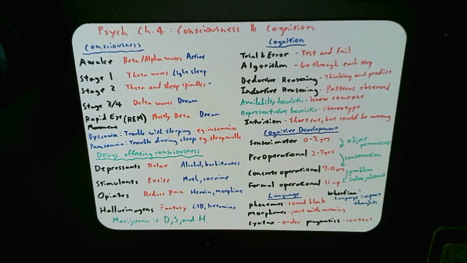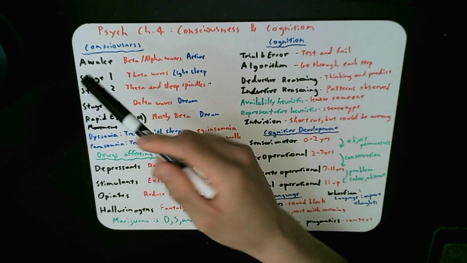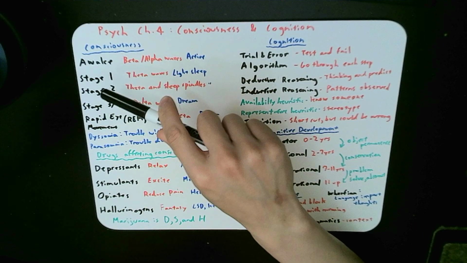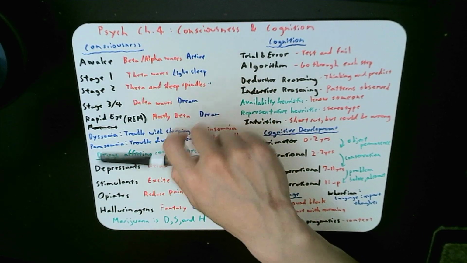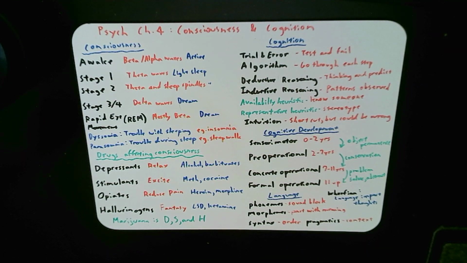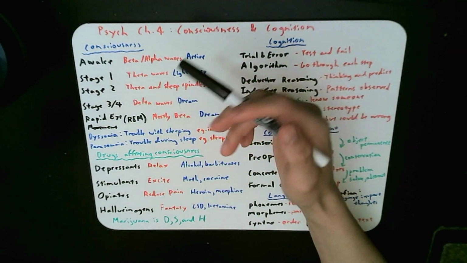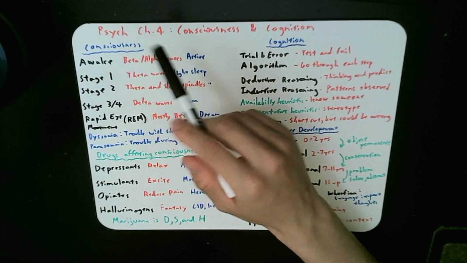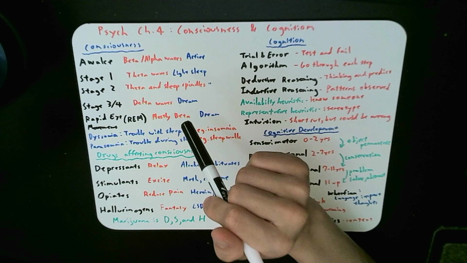This is chapter 4 for psychology about consciousness and cognition. For consciousness, you have to understand the different stages of sleep regarding awake, stage 1 through 4, and rapid eye movement. In the awake stage, your electroencephalogram machine would show beta and alpha waves.